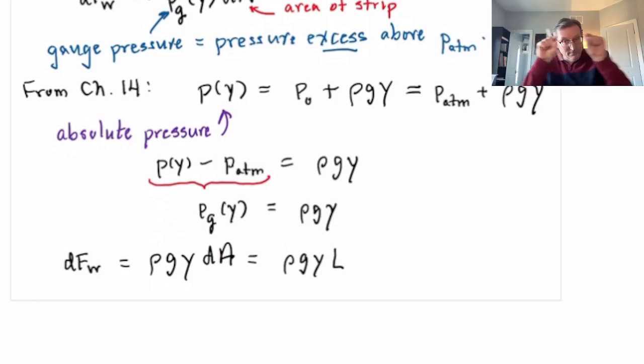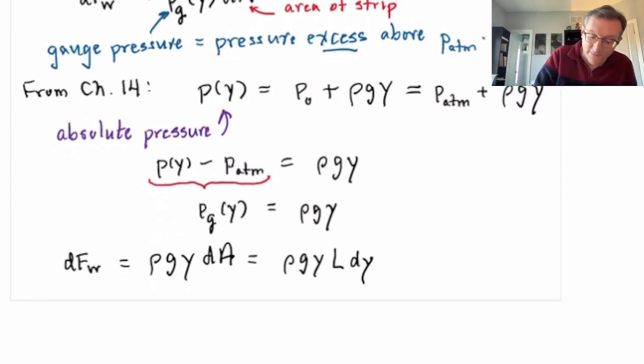The length is L. It's just a rectangle, right? And the height or thickness is dy. So the area dA is L times dy. And we have a nice little symbolic expression for the water force on this one narrow rectangular strip.